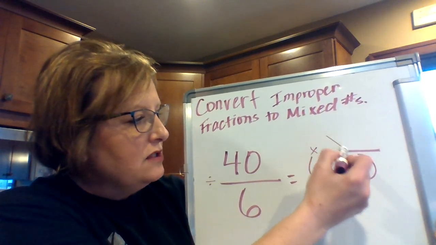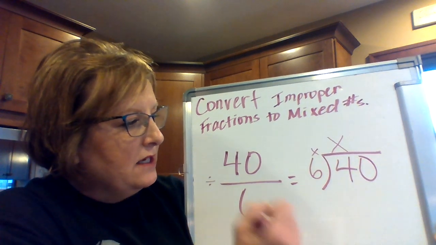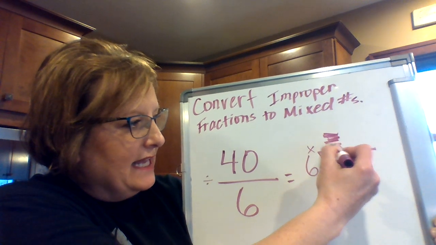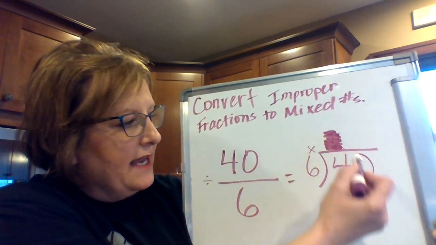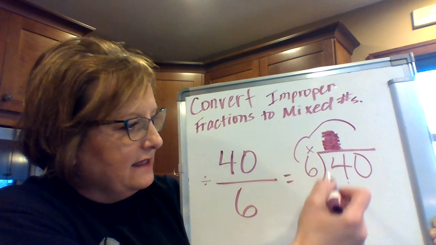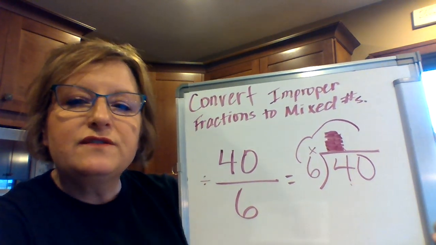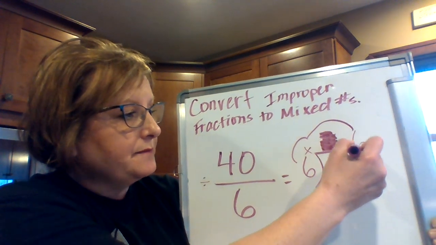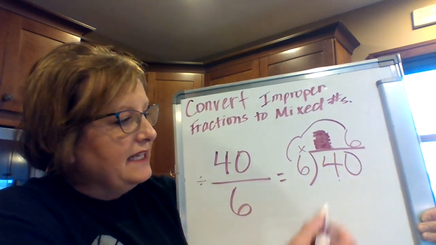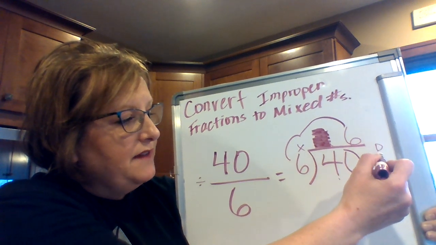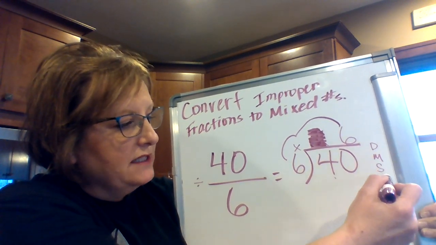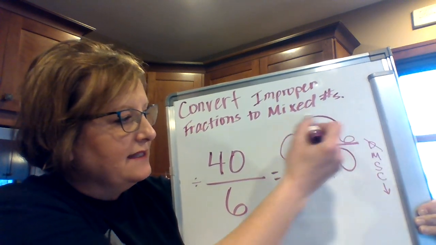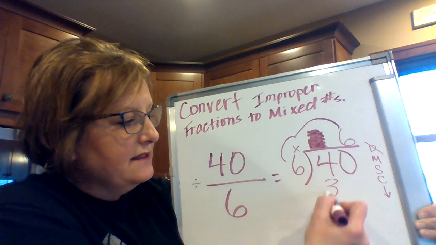We can't use the tens place here. Nothing times 6 equals 4. So we're just going to block that tens place out. And we're going to say what times 6 equals 40, or as close to 40 as we can possibly get. And that's going to be 6. So we just divided. Now we're going to do divide, multiply, subtract, check, bring down. Now we're going to multiply. 6 times 6 is 36.